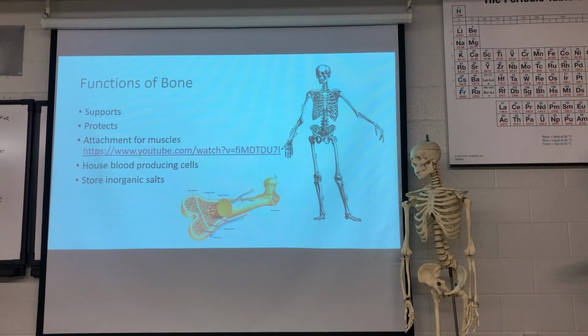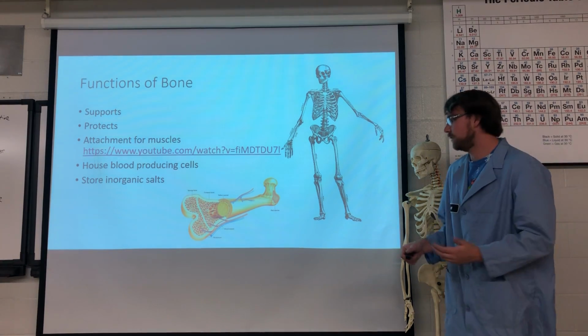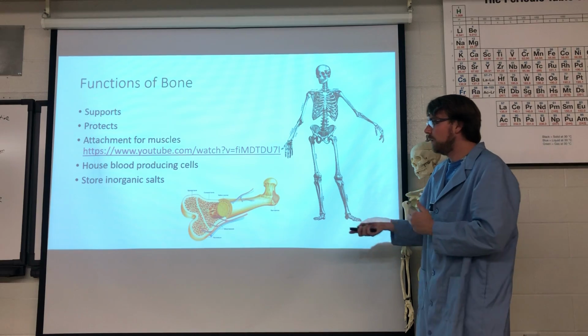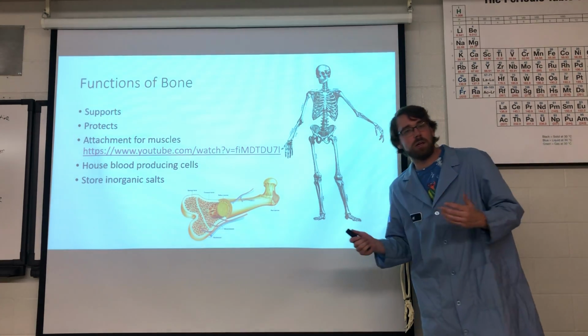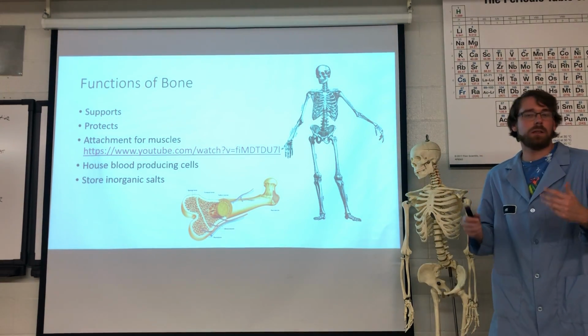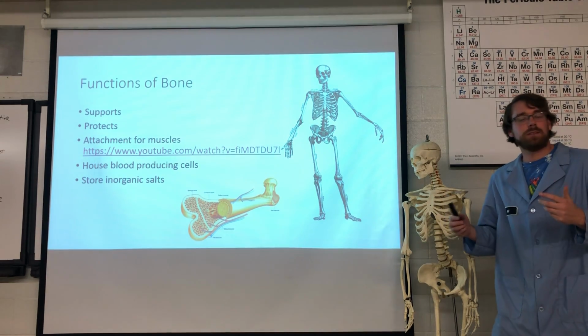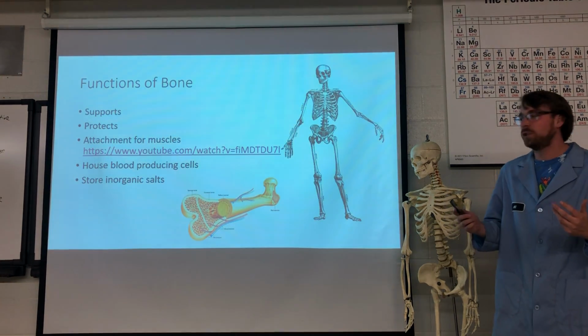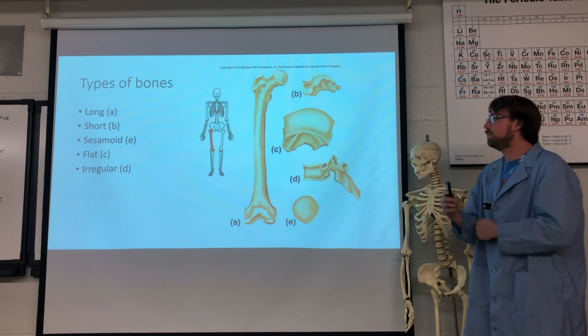So your bones are housing your blood-producing cells. Your blood is produced within your bone marrow. It also stores inorganic salts, chiefly calcium, some sodium and some potassium as well are stored, which are necessary ions for the functioning of your nervous system.